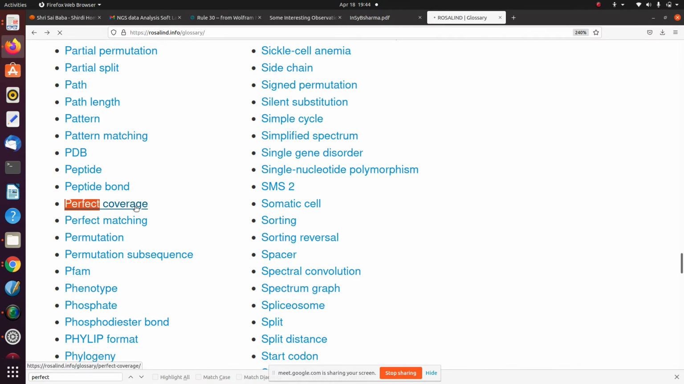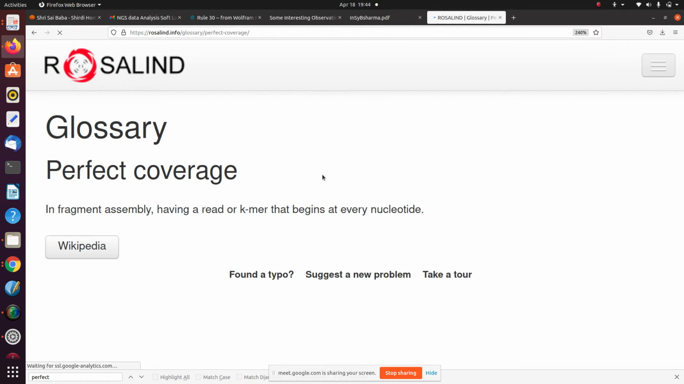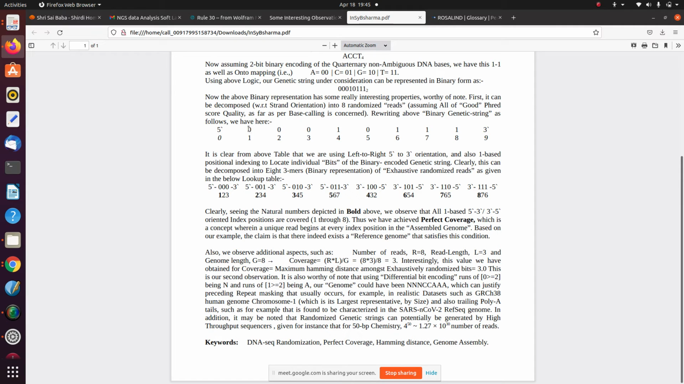Perfect coverage, yes. What is the definition? Perfect coverage: in fragment assembly, having a read or k-mer that begins at every nucleotide. Is it satisfied here? At every nucleotide we are beginning a read, right? Yes, sir. Whether it be forward or reverse, that doesn't matter, but we are beginning a read, right? Yes, sir. So this is perfect coverage.